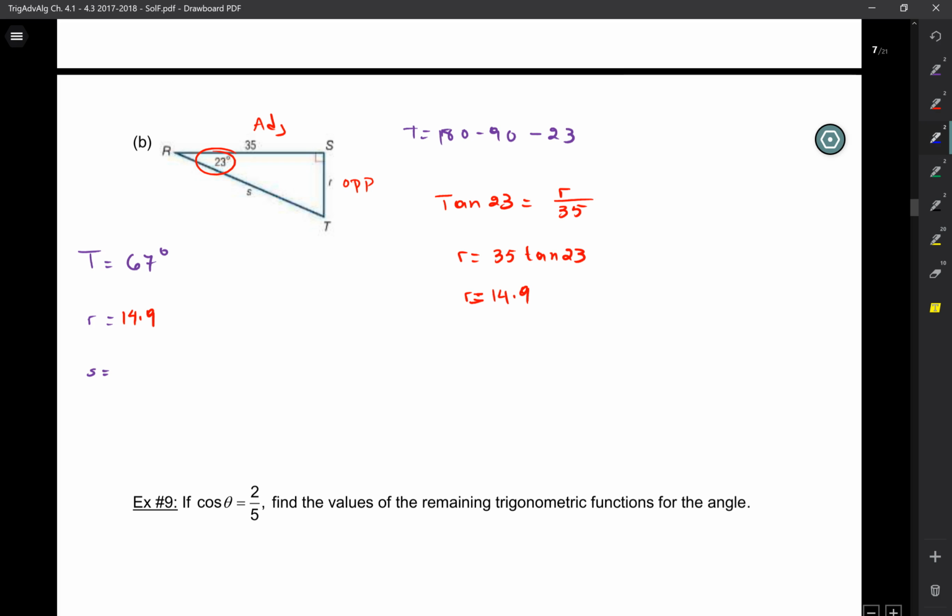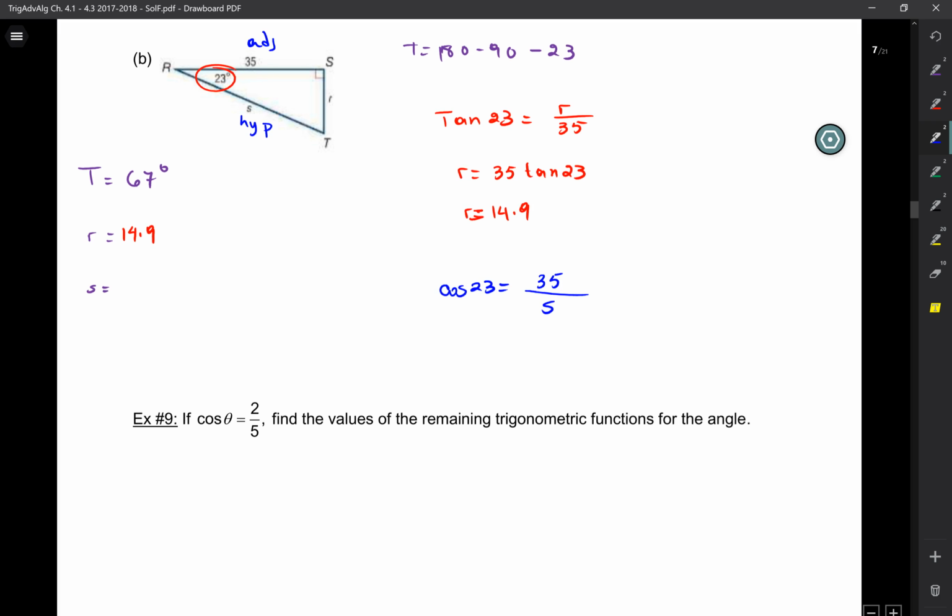Let's use trig functions for s as well. So what I have to do, in order to switch to a different side, I have to erase all of my labels and relabel. So s will be hypotenuse, and 35 is the adjacent. That's cosine. Okay. So s times cosine 23 is 35. S is 35 over cosine 23.